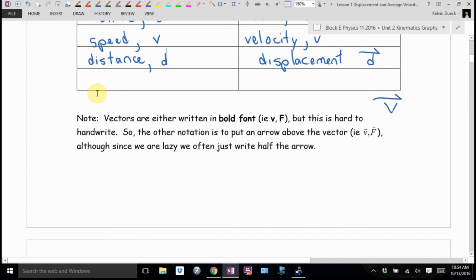Okay? So we'll use the vector symbol, the half arrow, for vectors. If you don't see a half arrow, assume all I wanted was the magnitude, the size, and I didn't care about the direction.